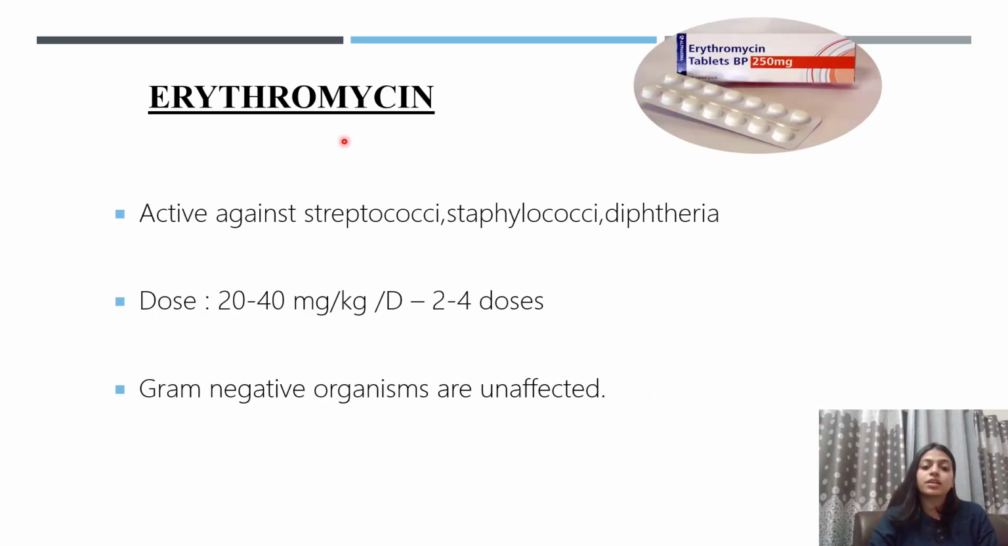Then comes another drug, erythromycin. It is active against organisms such as Streptococcus, Staphylococcus, and diphtheria. The dose is 20 to 40 milligram per kg in 2 to 4 divided doses. Gram-negative organisms are usually unaffected by erythromycin.